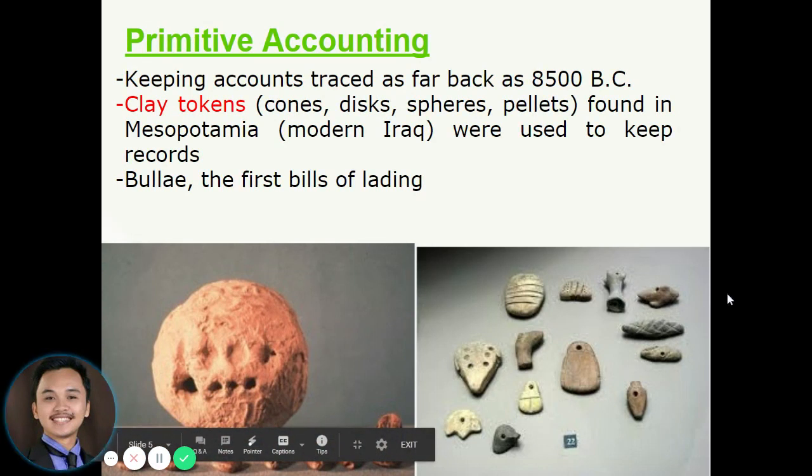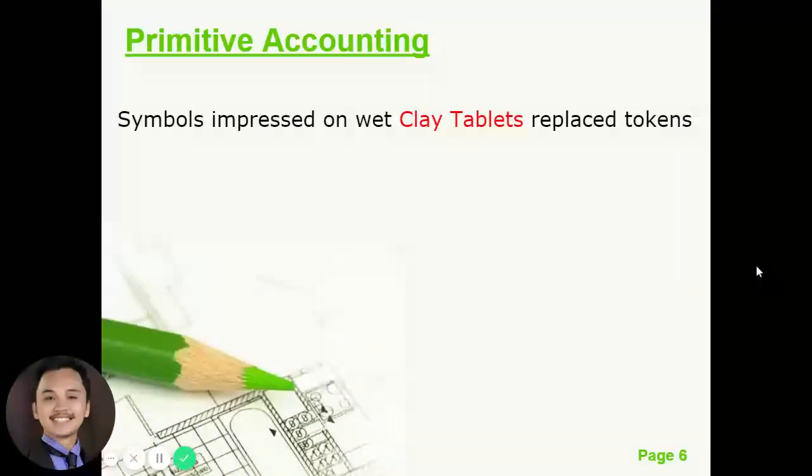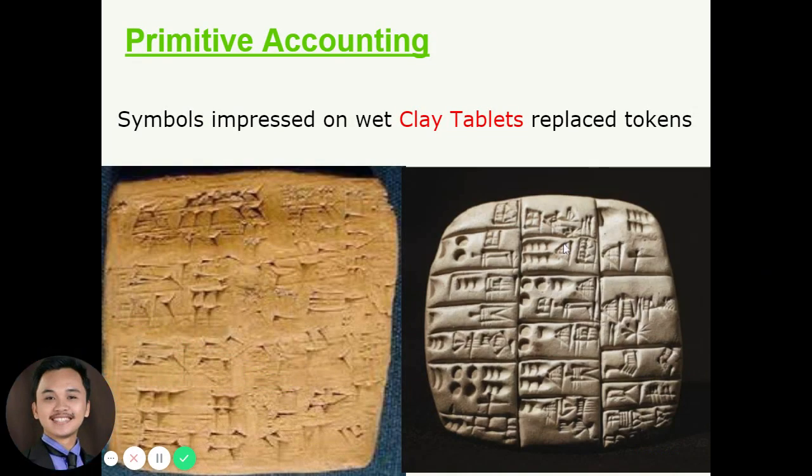From clay tokens, it evolved into clay tablets. These are symbols impressed on wet clay tablets to record all their transactions. So in the primitive era, they mainly used tokens or clay, whether clay tokens or clay tablets, in recording their business transactions.